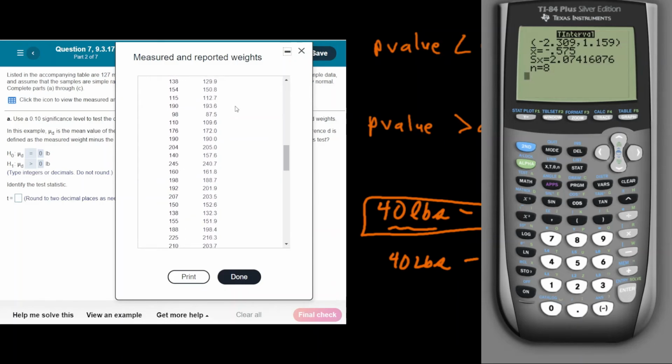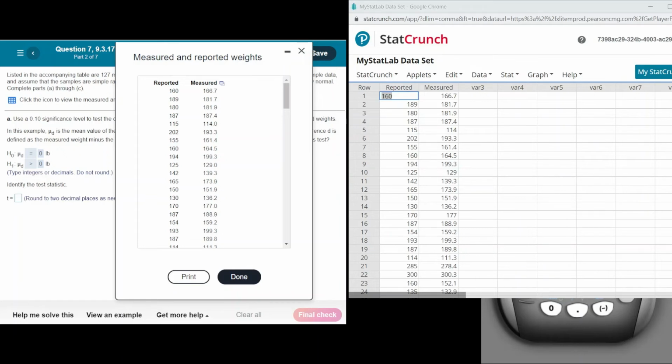I'm not going to put all of these values into my calculator. No way. My calculator will hate me for that. It's a machine. Machines have feelings too. All right, we're going to go over to StatCrunch. Okay, so we're in StatCrunch right now.